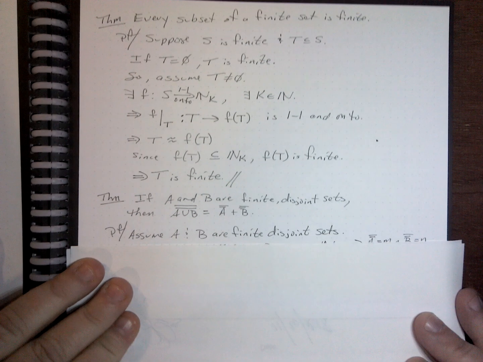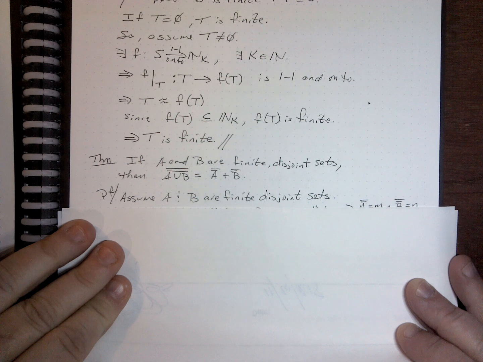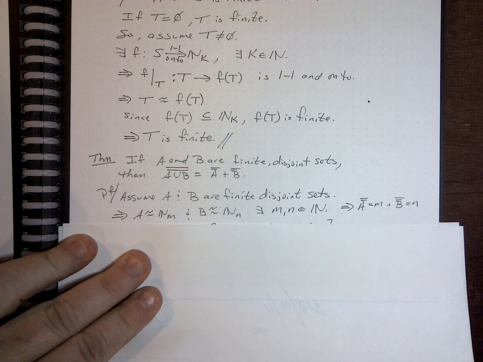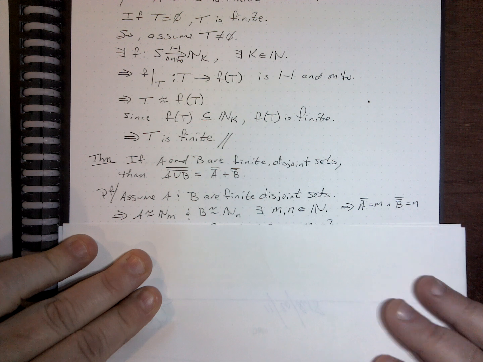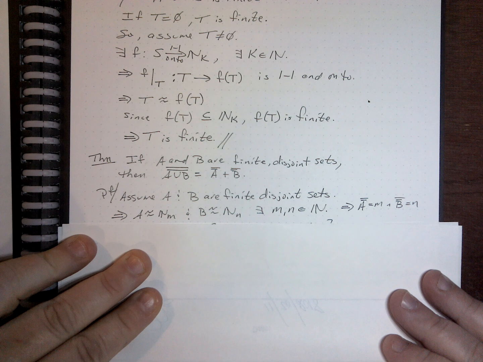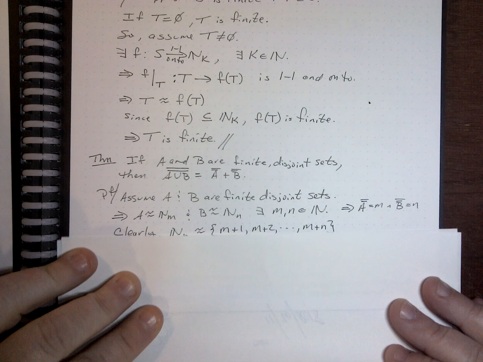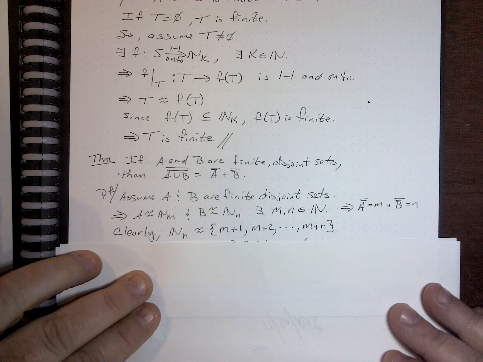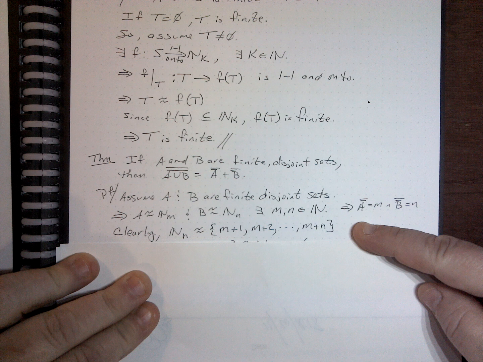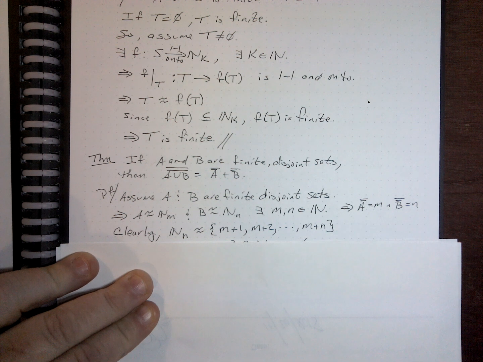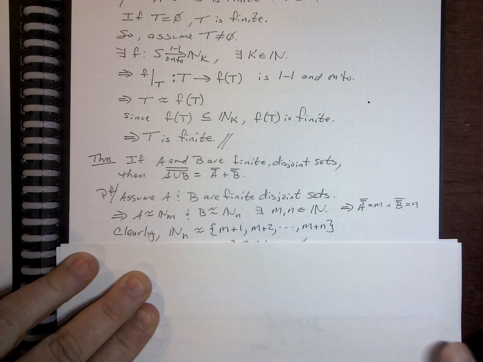So we're going to assume that A and B are finite disjoint sets. That means A is equivalent to n sub m, and B is equivalent to n sub n for some m and n in the natural numbers. In other words, the cardinality of A is m and the cardinality of B is n. Well, clearly n sub n is equivalent to this set, m plus 1, m plus 2, and so on, up to m plus n. You just add m to all the elements.